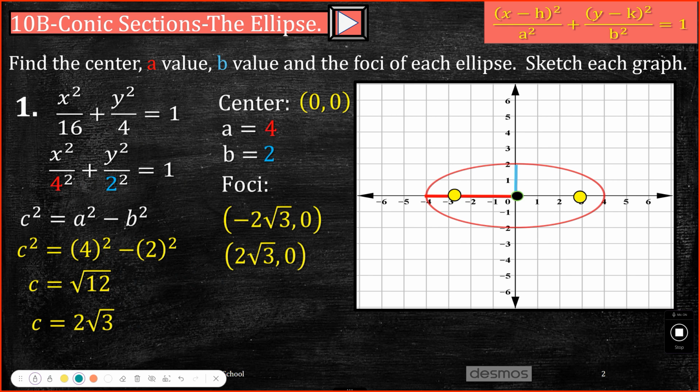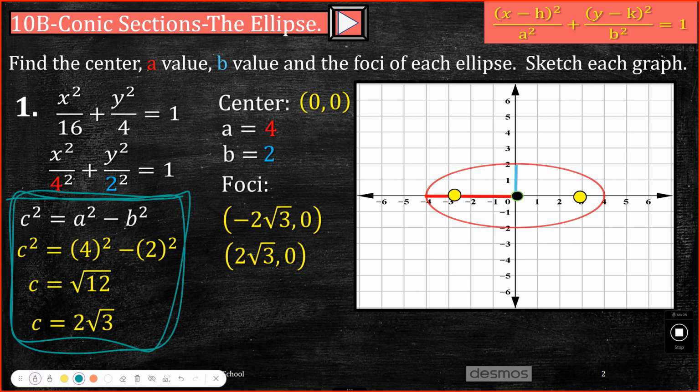So all this work, you don't really need this. All you have to know is subtract one from the other, the smaller from the bigger, and take the square root of it to find what the C value is. You don't need to be doing all this stuff.